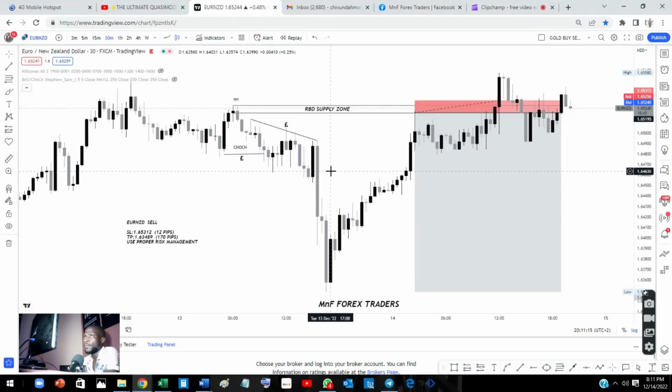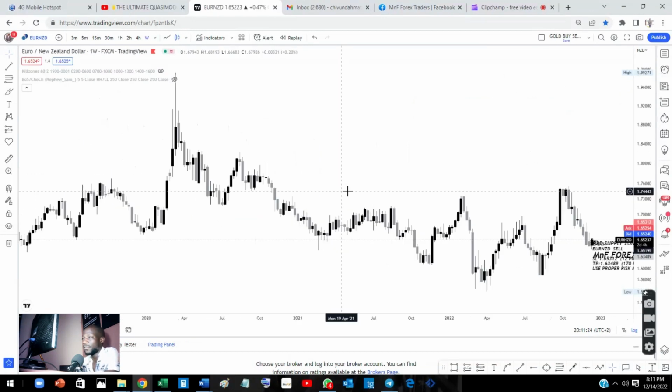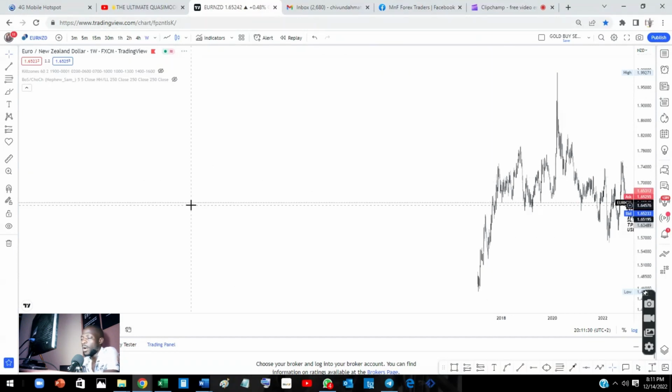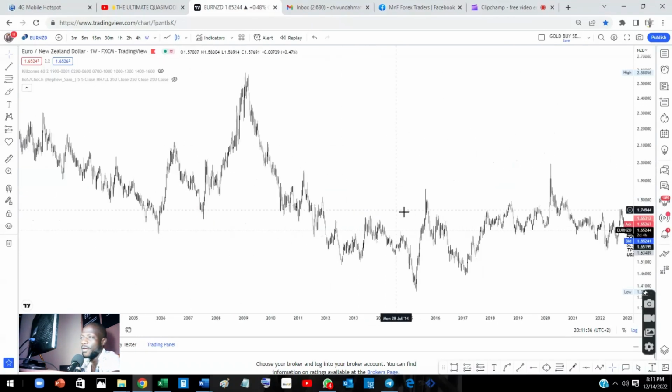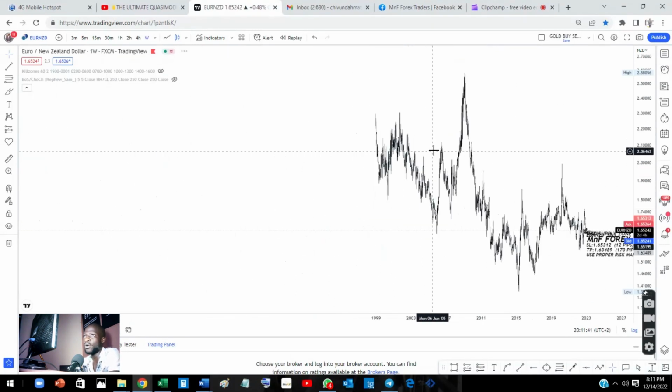Okay. So let me just show you everything that actually happened for me to actually take this particular trade. So let's go back to the weekly time frame. The first thing that you always have to do is determine the overall direction of the market. Know what the overall direction of the market is, and you want to trade in the direction of that market. Very important. So for this particular trade right here, this is Euro NZD on the weekly time frame.